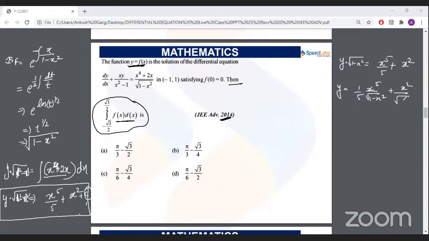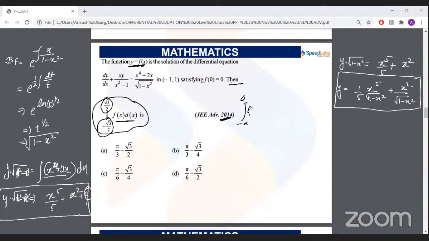This is your function f(x). Now you have to integrate this function from minus root 3 by 2 to root 3 by 2. And now we have discussed this property in definite integration: integral from minus a to a of f(x) dx.